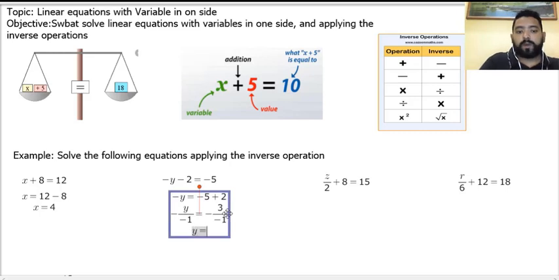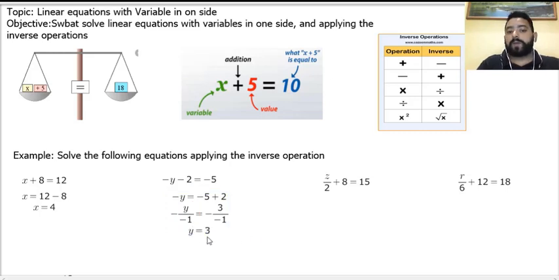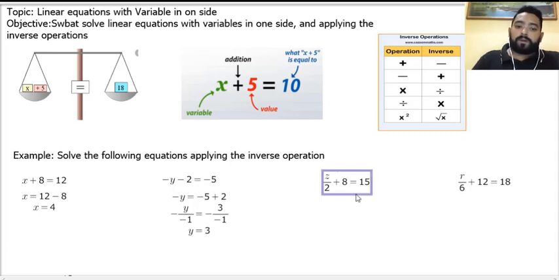So it's going to be y equal, and you divide -3 divided by -1, it's going to be +3. So the value for y is going to be +3. If you add -3 minus 2, it's going to be -5. Now, in the other exercise, we are going to try to do the same.